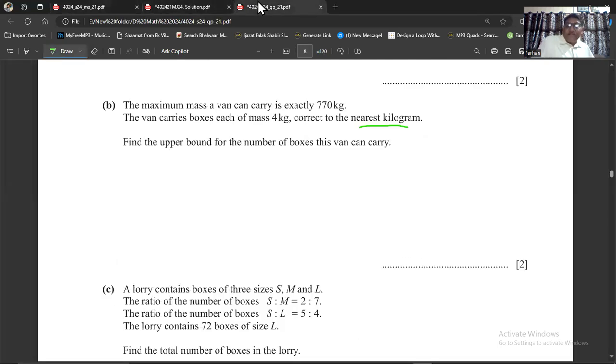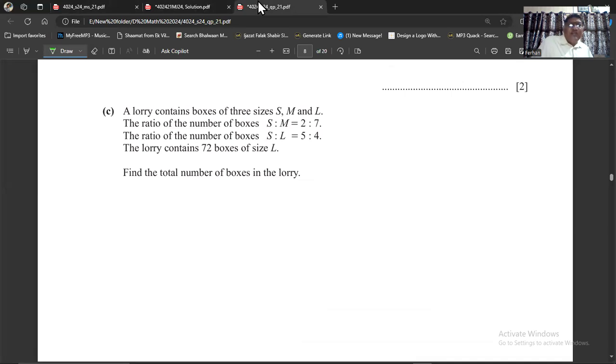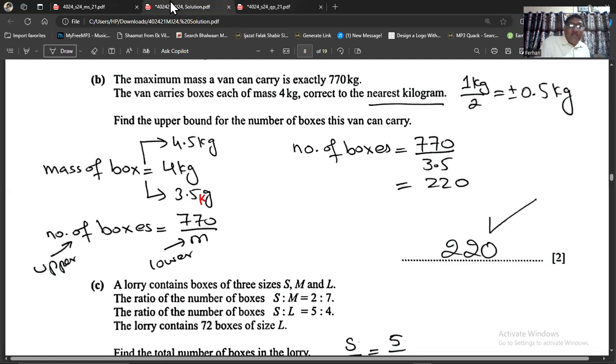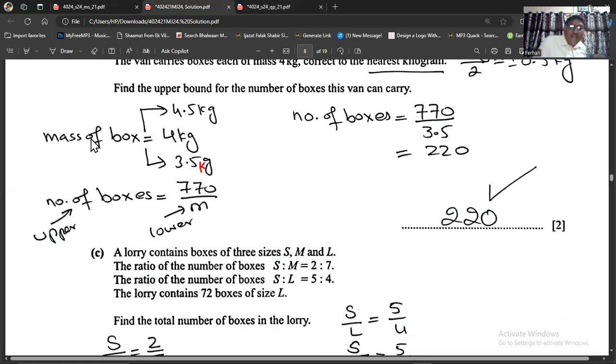We are going to question number 5, C part. He says, a lorry contains boxes of three sizes: small, medium, large. The ratio of the number of boxes small to medium is 2 to 7. The ratio of the number of boxes small to large is 5 to 4. The lorry contains 72 boxes of size L. Find the total number of boxes in the lorry. Okay, so very simple. Try to understand. I will try to explain how this is done.